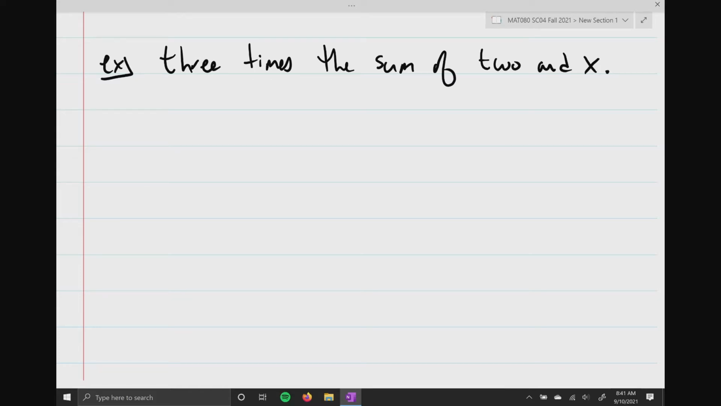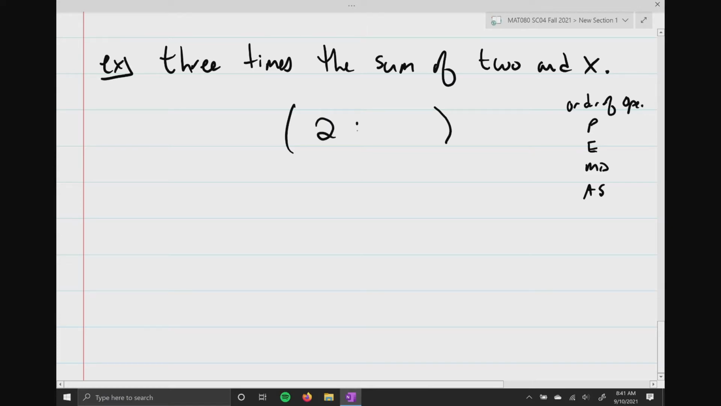In the world of mathematics, how can I force you to do something first? Parentheses. Remember your order of operations. Parentheses, exponents, multiply, divide, add, and subtract. So if I want you to do something first, I'm just going to put it in parentheses. So then you're forced to do that. And then once you find out what the sum of 2 and x is, all you have to do is multiply it by 3. Does that make sense, everyone?